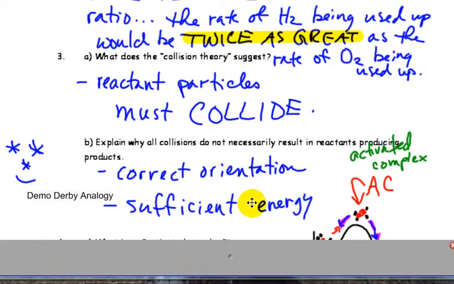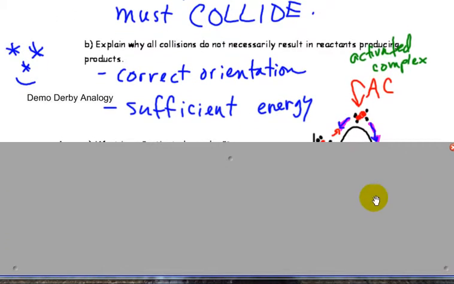And I use a demo derby as an analogy. If you want to win a demolition derby, chances are you're going to be backing your car up because you don't want your motor smashed, but you want to smash other people's motor, so you want to back into them, that right orientation. And of course you want to hit them hard enough to hurt their car, so sufficient energy. So those are 2 important things that you need to have happen.